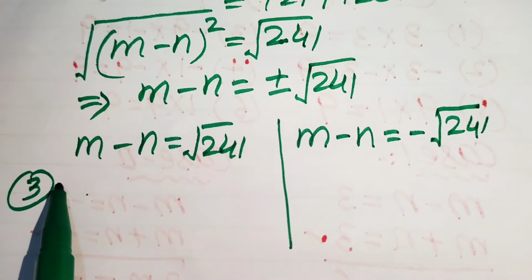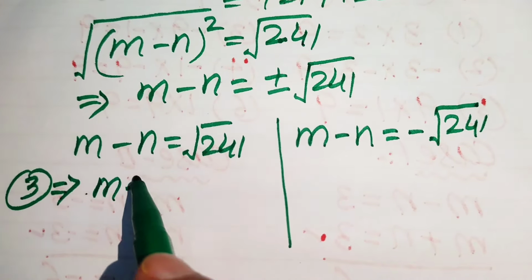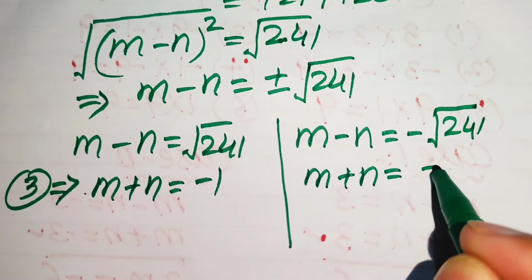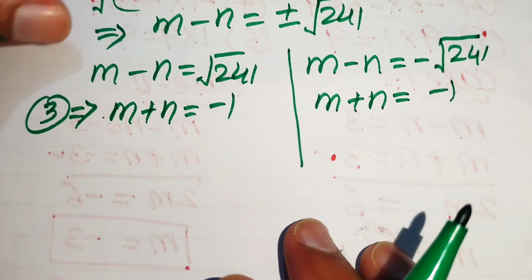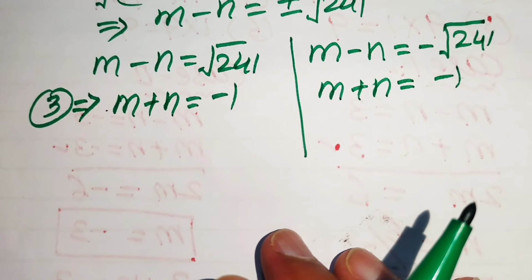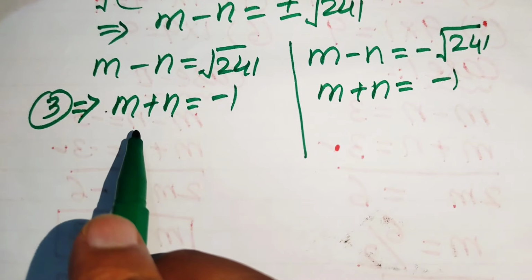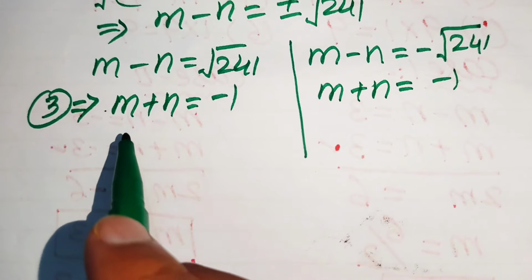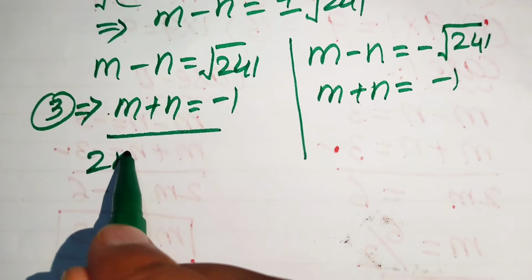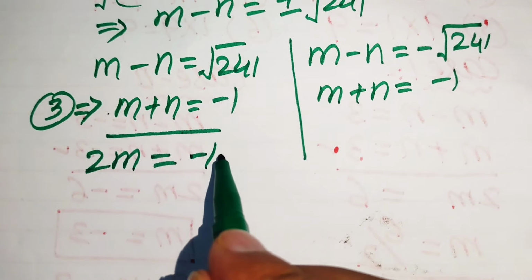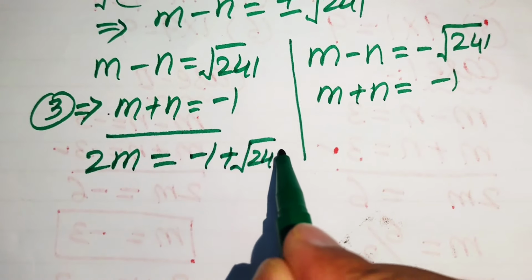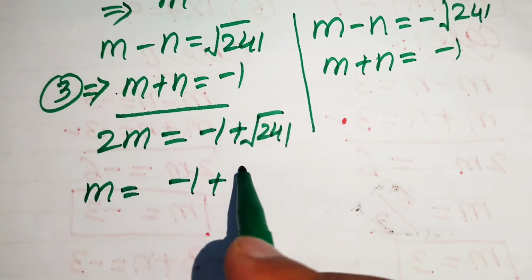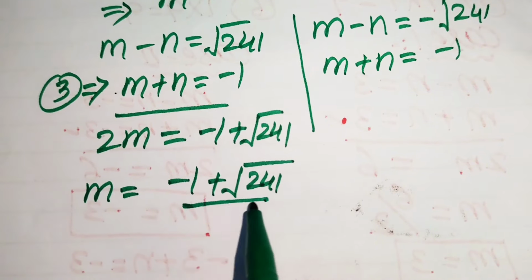Now we can solve these two equations with equation number 3. Equation number 3 is m plus n is equal to minus 1, and similarly we can write it here, m plus n is equal to minus 1. Now we solve these two equations and we easily get the value of m and n. First we add these two equations. When you add them, you see the negative and positive n are gone, and you get 2m is equal to minus 1 plus square root of 241. We move this 2 to the right hand side, and we get m is equal to (minus 1 plus square root of 241) divided by 2.